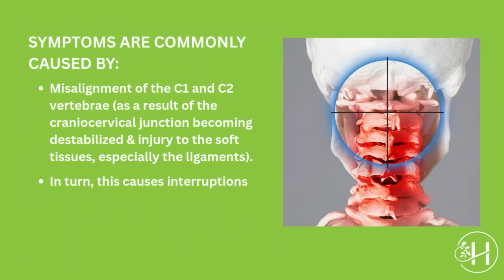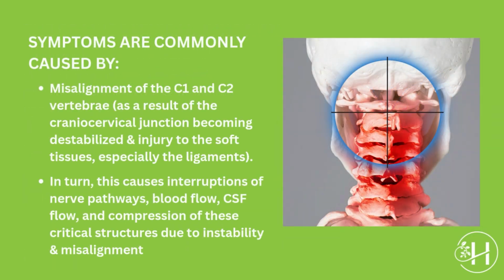Symptoms are commonly caused by misalignment of the C1 and C2 vertebra as a result of the craniocervical junction becoming destabilized and injury to the soft tissues, especially the ligaments. In turn, this causes interruptions of nerve pathways, blood flow, cerebrospinal fluid, and compression of these critical structures due to instability and misalignment.